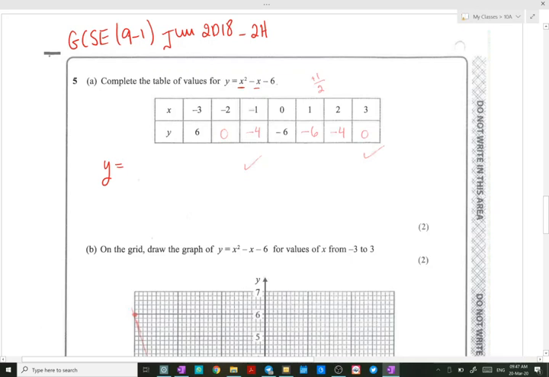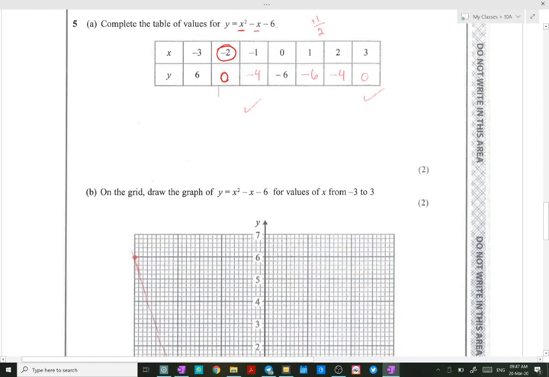Y is equal to, I'm choosing minus 2 squared. You have to keep the brackets, so minus 2 is inside the brackets, and then you raise it to the power 2, minus 2, minus 6. Evaluating it, you will get 0. So the same thing you do for the rest, and these are the numbers that you're going to get.